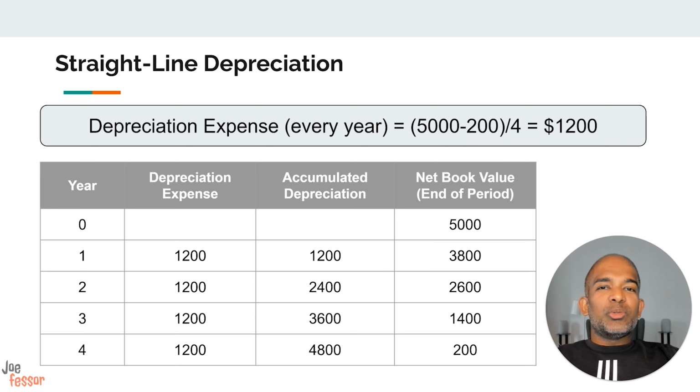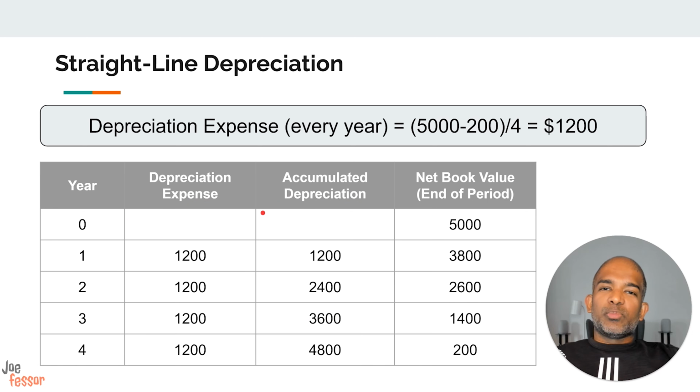$4,800 represents the value that has been lost by purchasing and using this equipment over a period of 4 years. So when you divide that by 4 years, you get a depreciation expense of $1,200. So $1,200 represents the depreciation every year for a period of 4 years using the straight line method. We can create a table like the one shown below here to understand depreciation a lot better.